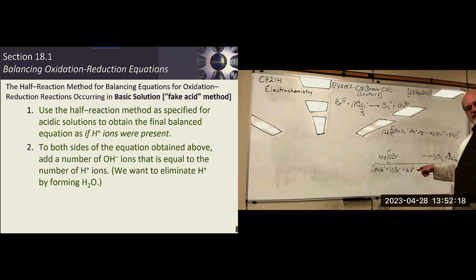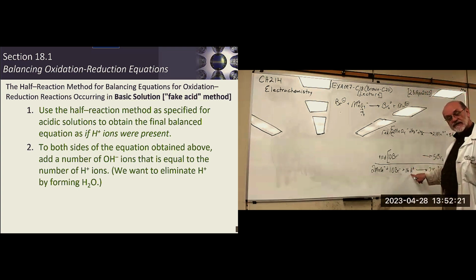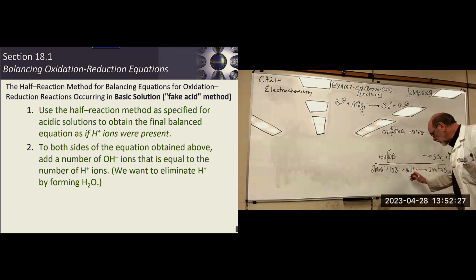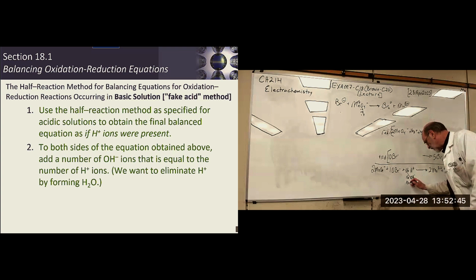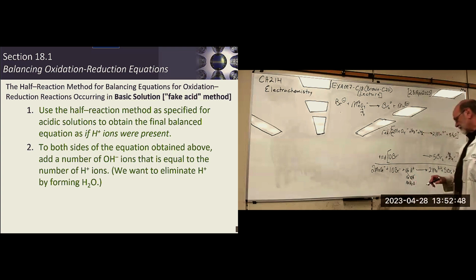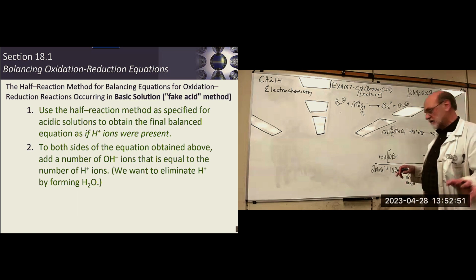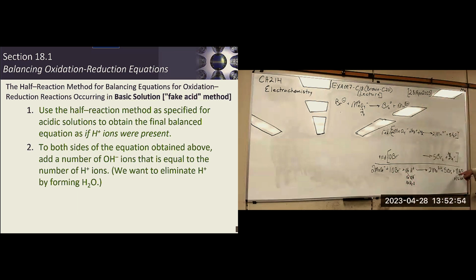If we wanted to put this in basic solution, then we would have to neutralize those hydrogens. With what? With hydroxyls. So we would need 16 hydroxyls here, but they have to be the same on both sides. So we say plus 16 hydroxyls there. What would that make over here? Well, that would make 16 waters, correct? OH minus and H plus always makes water. 16 of them. But notice we got 8 waters over here. So those waters would cancel, and that would leave us with 8 waters over here.